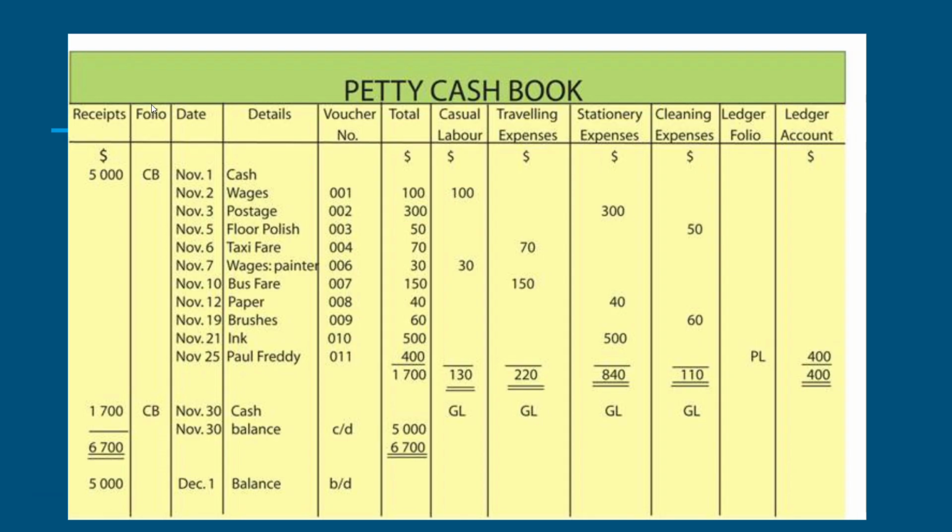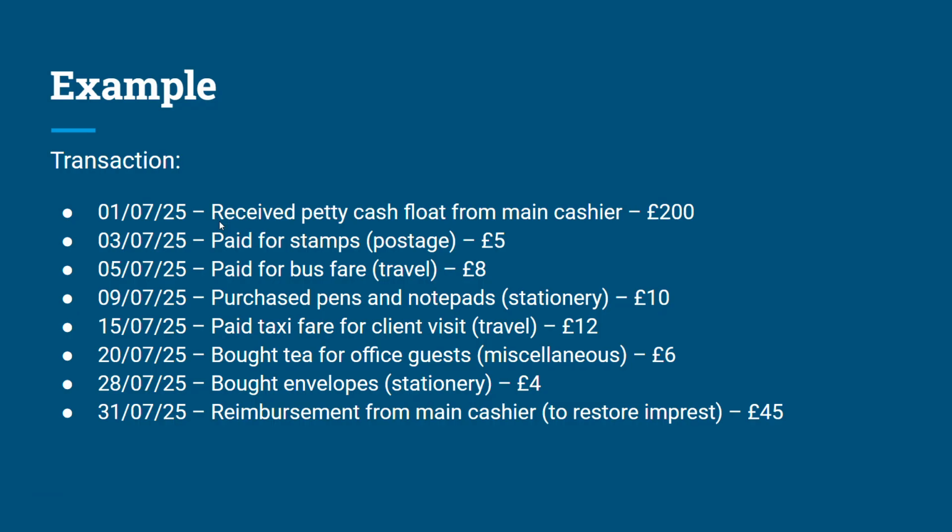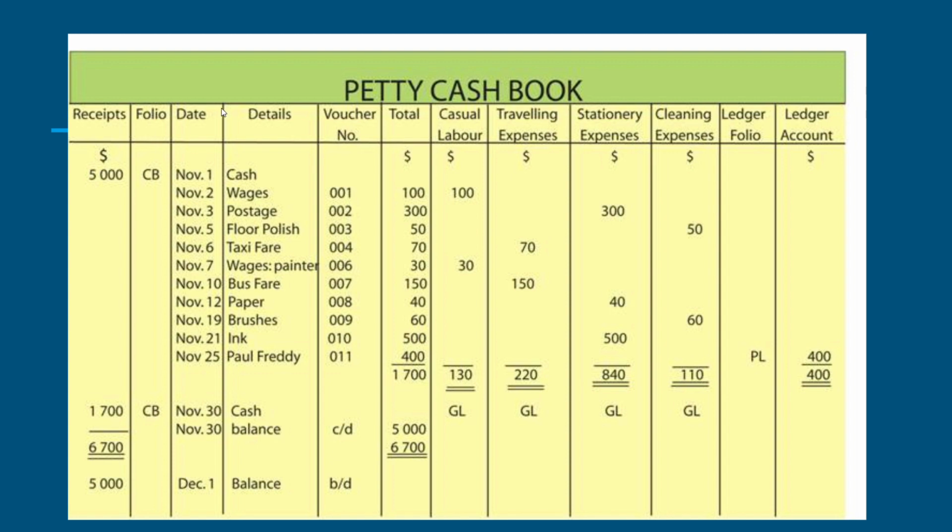Remember, it's divided between the receipt side and the expenses side. If we've got 5,000 here and 1,700 here, when they add up we've got 6,700 here, so we need to have the same on the other side. That's why we say balance carried down. So that's 5,000 to balance off our other side, and we get 6,700 on both sides.